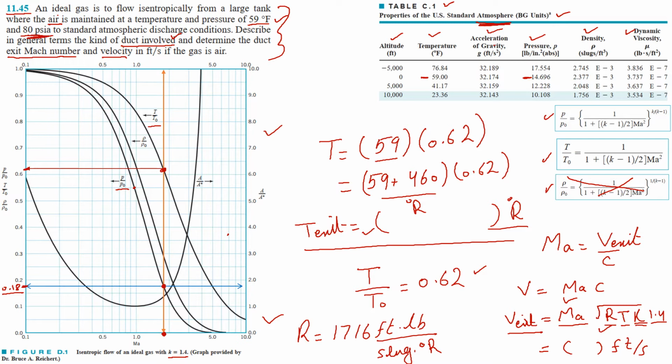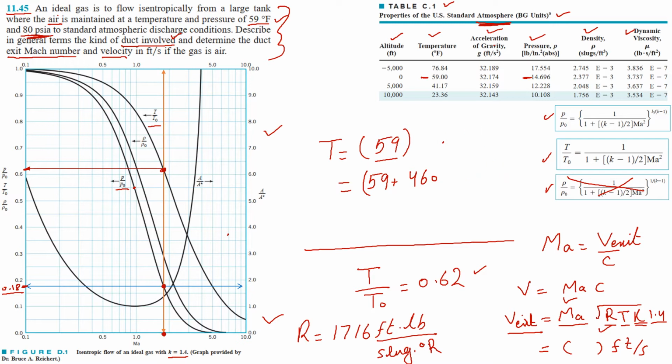What we need to do is describe in general terms the kind of duct involved. So what kind of duct will be involved if the flow is of Mach number 1.8? So 1.8 is which kind of flow? One is sonic, above one is supersonic and hypersonic. So the Mach number is 1.8, so that is a supersonic flow.